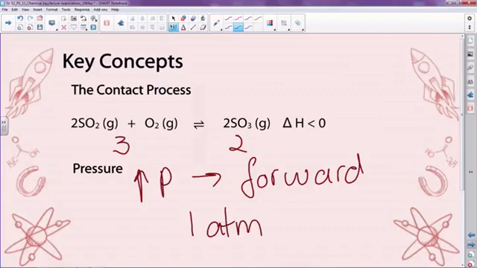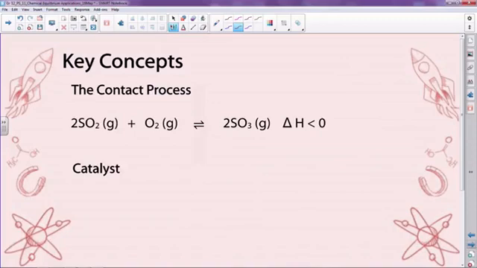Okay, great. Then this catalyst, very, very important, increases rate, and we use vanadium pentoxide.